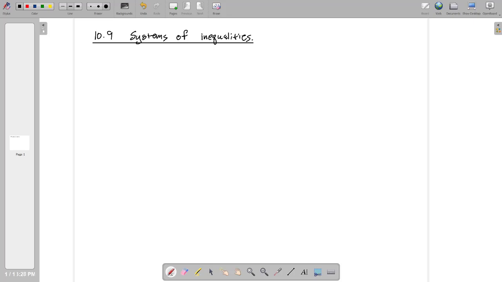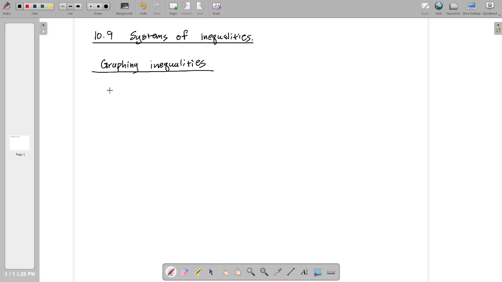Today we're going to talk about systems of inequalities. Instead of having a system of equalities like we have this entire chapter, we're going to modify it a little bit and use inequalities instead. But in order to do this, we need to know how to graph inequalities. Let's start here with graphing inequalities.